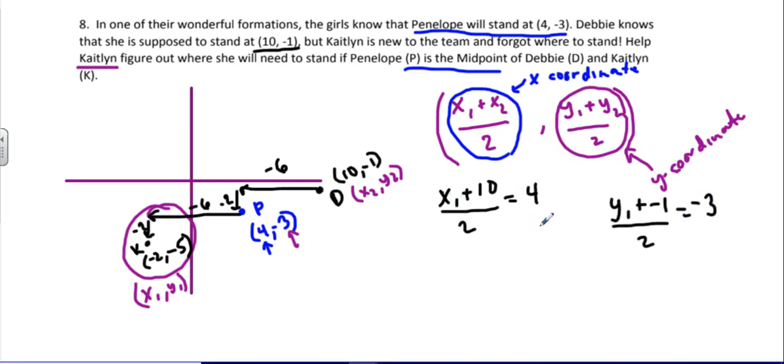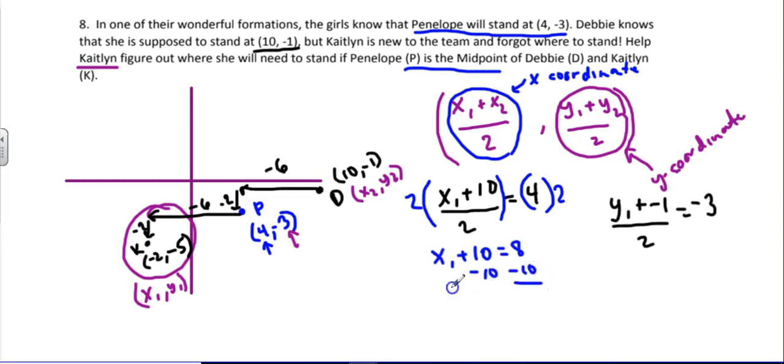So to solve for x sub 1, I'm going to start by multiplying by 2 on both sides of the equation. And I'll get x sub 1 plus 10 equals 8. And then I'm going to subtract 10 on both sides of the equation. And I have that x sub 1 equals -2, which is consistent with what we got earlier.